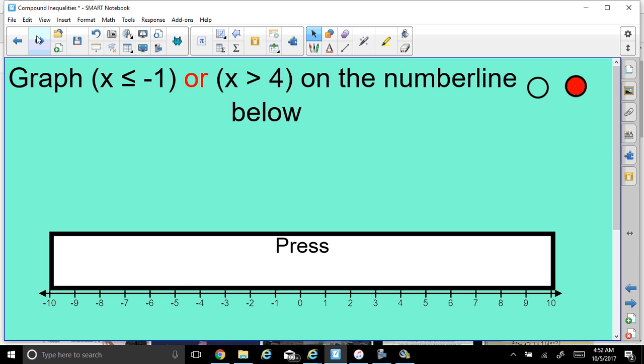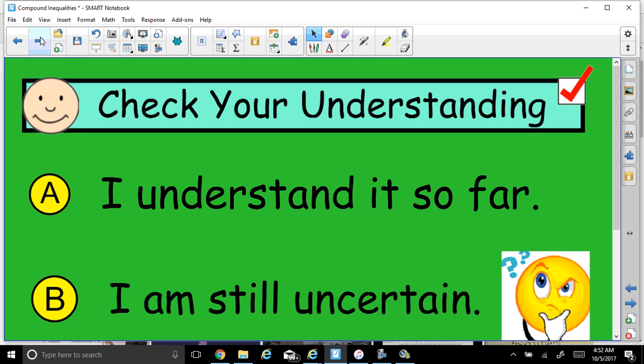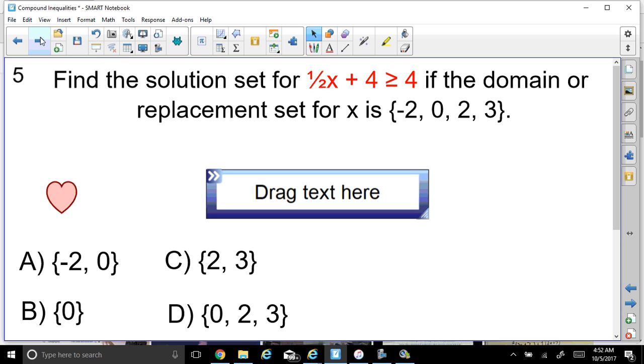Here's one for you. See if you can graph it. So good luck. Check your understanding. If you understand what's going on so far, great. If you're not sure, rewatch the video and write your questions.